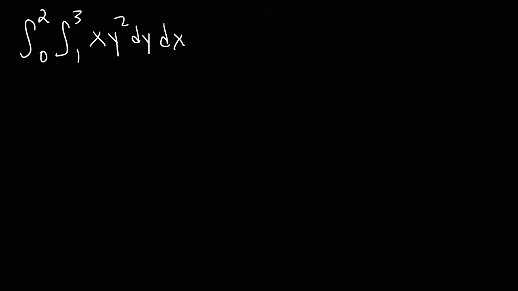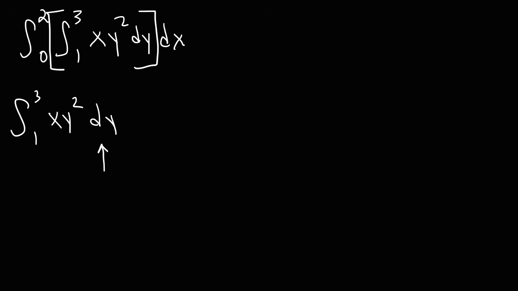What we're going to do is work from the inside towards the outside. So we're going to evaluate this integral in the middle. So let's do that over here. So we have the integral from 1 to 3 of x y squared dy. So dy tells us that we're integrating with respect to y, which means that we're going to treat x as if it's a constant.